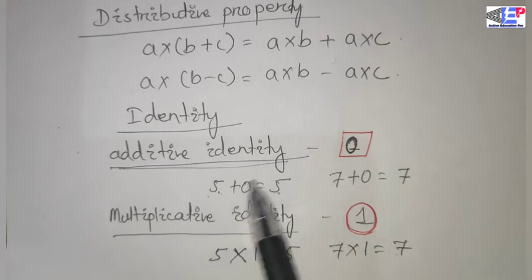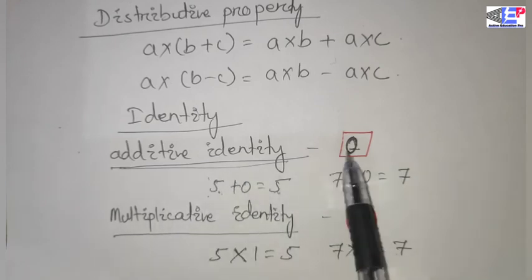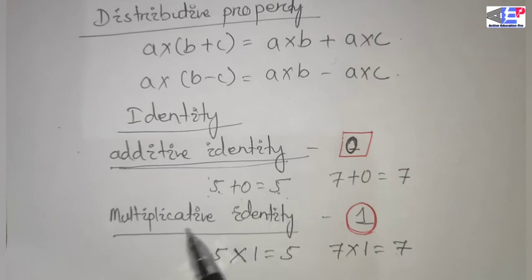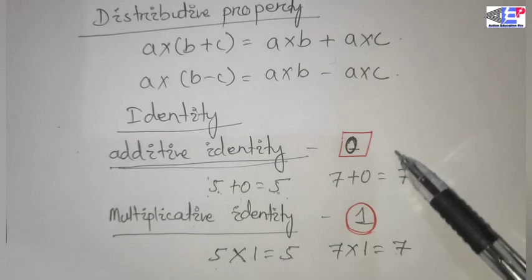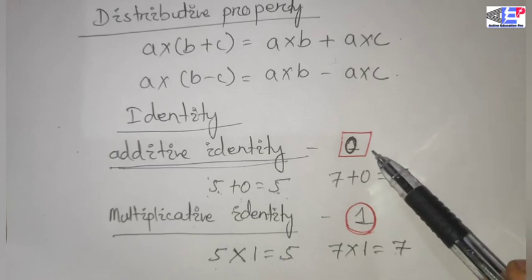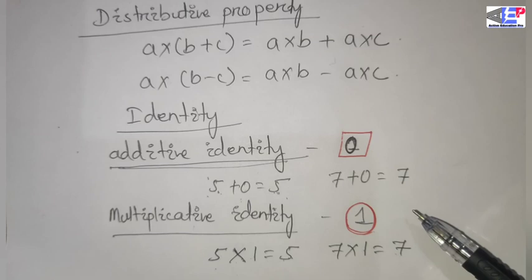The difference is that at the time of addition, we add 0 to get the same value, and at the time of multiplication, we multiply by 1 to get the same value. Identity means no changes. These numbers don't lose their originality, their identity. 5 never loses its originality, in addition or in multiplication. So be careful with these two numbers: 0 is the additive identity and 1 is the multiplicative identity.